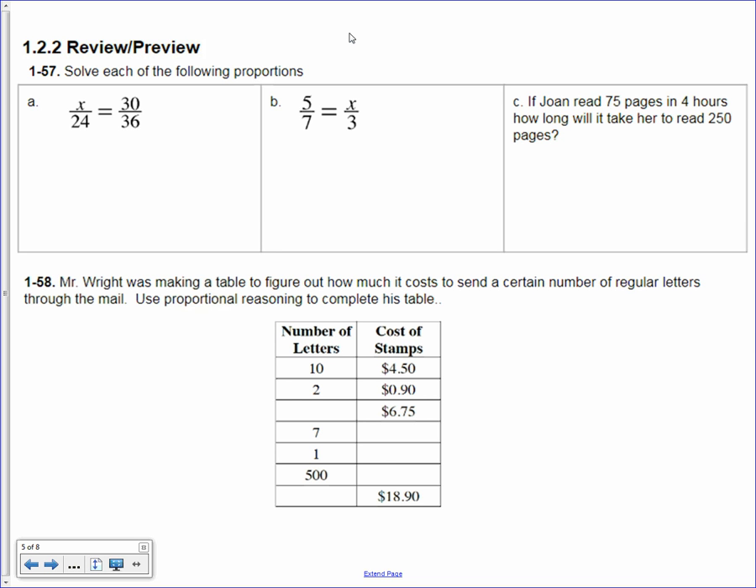I think the best strategy is to use cross multiplication. So for A, I'm going to cross multiply. I'm going to get 36x equals 24 times 30. So I get 36x equals 720. Divide both sides by 36. These cancel, so I get x equals 20.